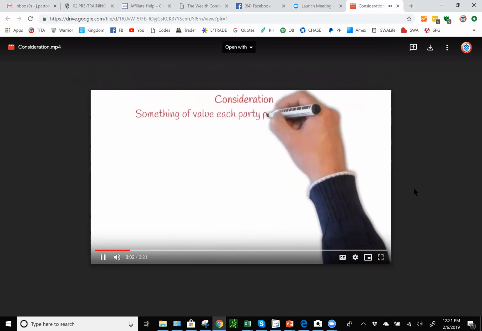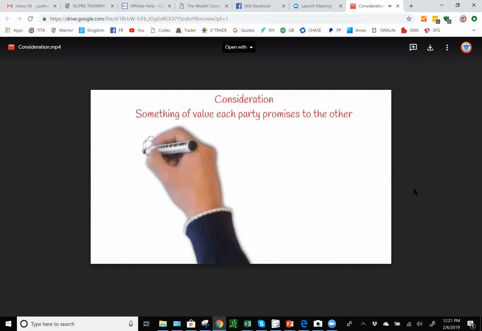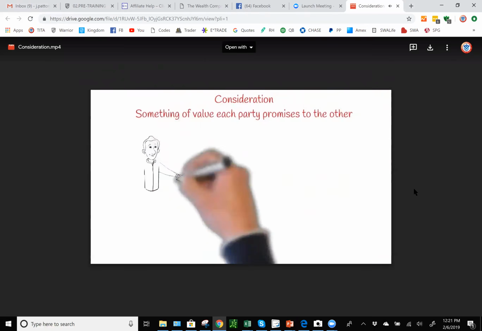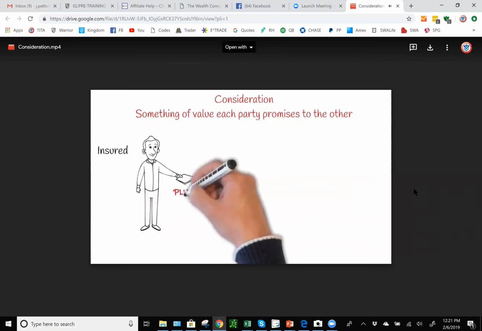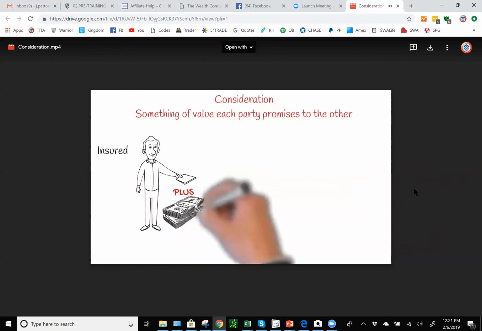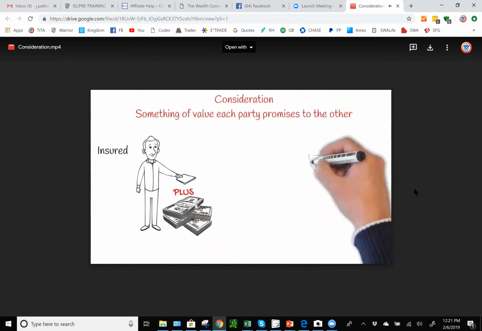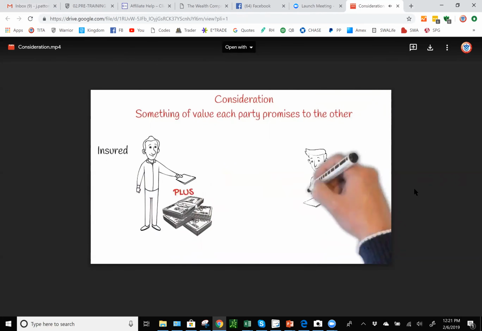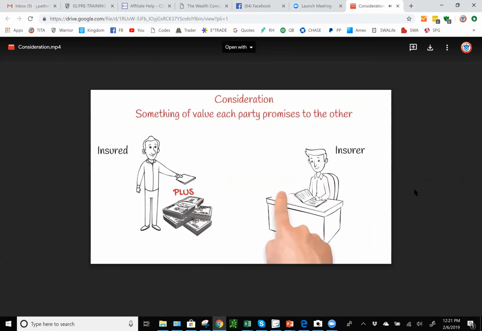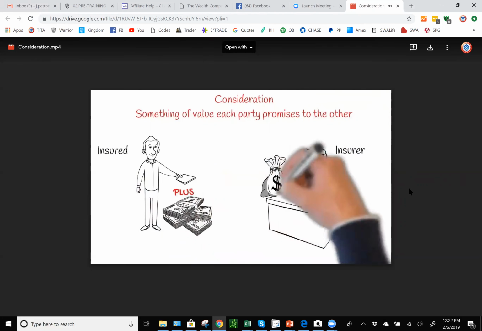Consideration, something of value that each party promises to the other. For the insured, their consideration would be the answers on the application plus their payment of premium. For the insurer, their consideration would be promising to pay in the event of loss. So consideration is something of value.